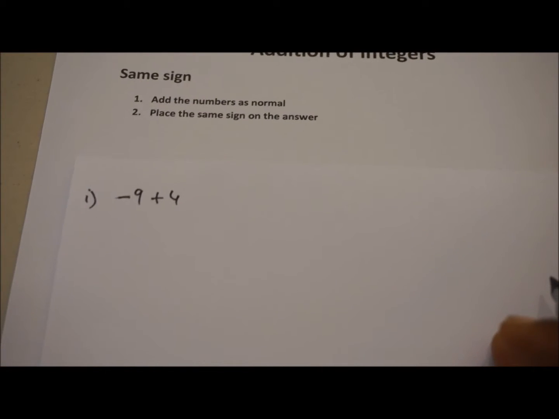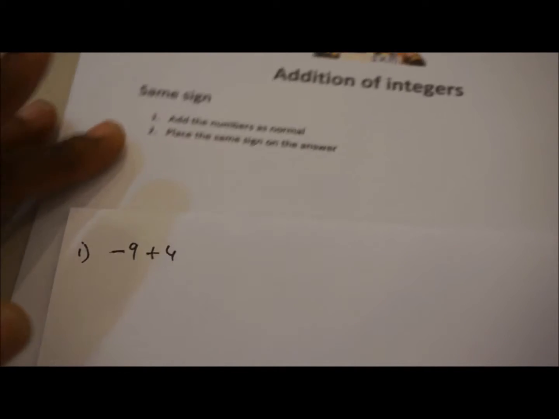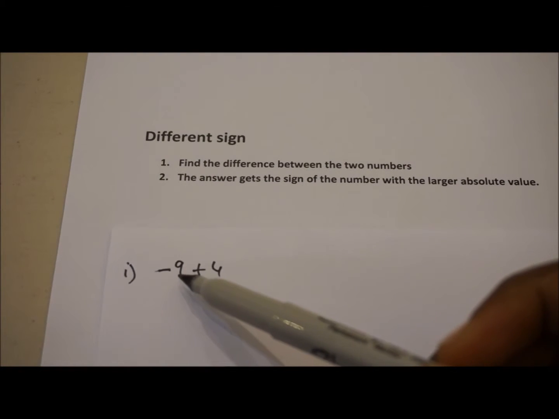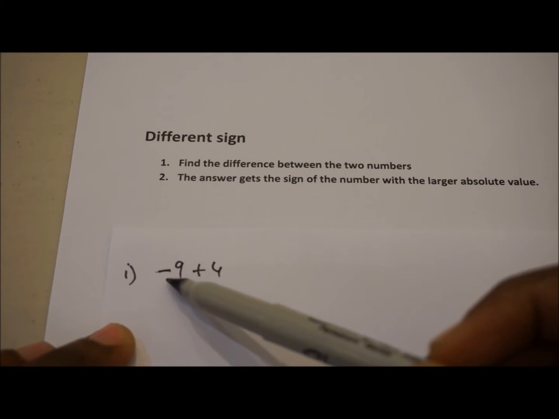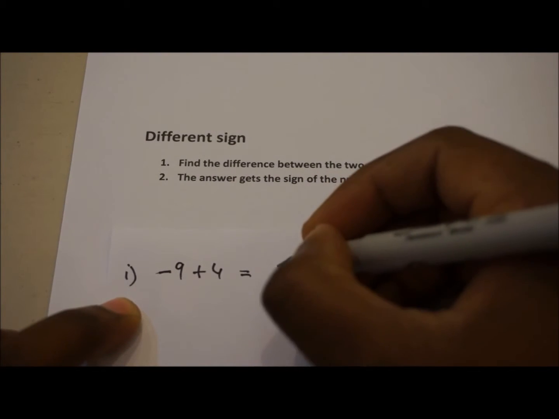If we are asked to add -9 plus 4, the first thing we need to recognize is that we are adding two numbers with different signs. So we need to use this rule. If we are adding two numbers with different signs, so we have a -9 and a +4, the first point is to find the difference between the two numbers. The difference between 4 and 9, remember difference means subtract, is 5.